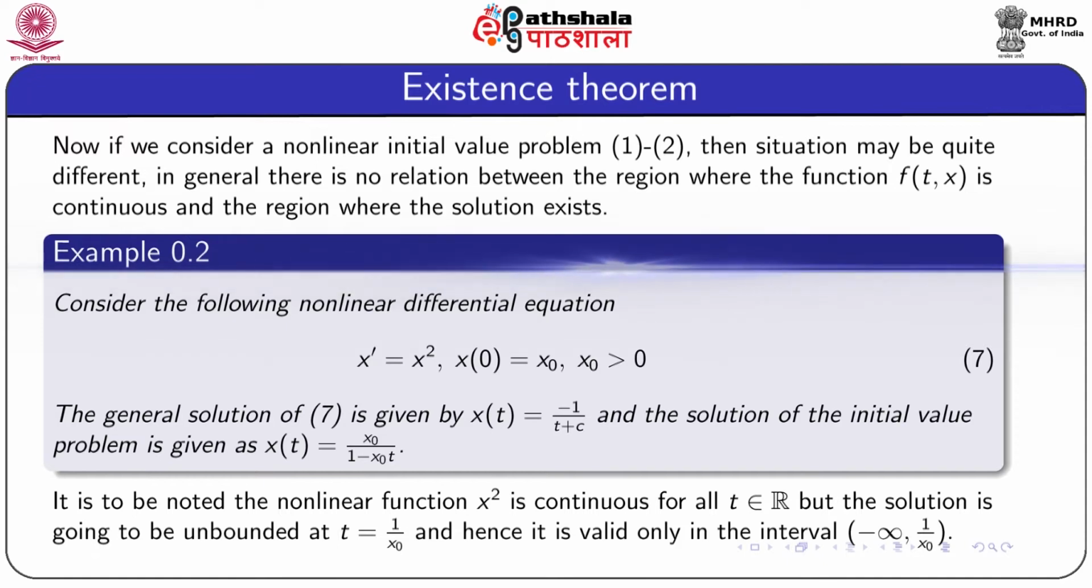It is to be noted that the nonlinear function x², since it is a polynomial function, is continuous for all t belonging to R, but the solution is going to be unbounded at t equal to 1/x0, and hence it is valid only in the interval (-∞, 1/x0).